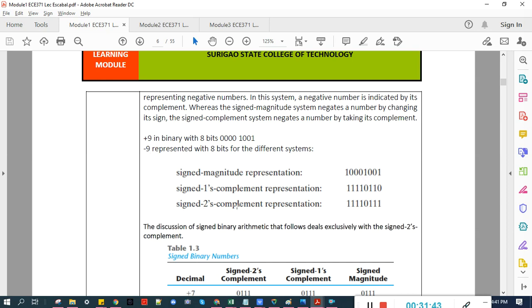Using the signed 2's complement, we take the 2's complement of this number, and that is by taking the 1's complement of this number and adding 1 to the least significant bit. So we just add 1 to the 1's complement. Add 1 here, so it becomes 1 1 1 1 0 1 1 1. This is -9 if we are using the signed 2's complement.